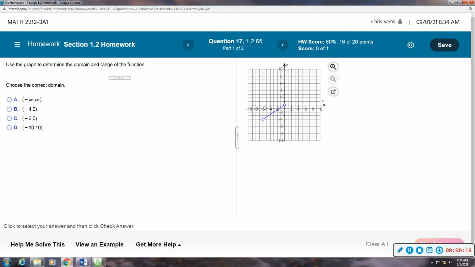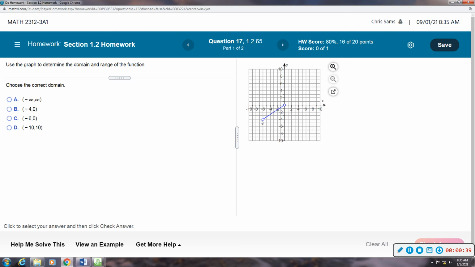So you find the leftmost point, which is here, and that leftmost point is -6. And it goes all the way to the right until we get to an X value of 0. So you're reading the number off the X-axis, where it starts and where it stops. So it goes from -6 to 0.